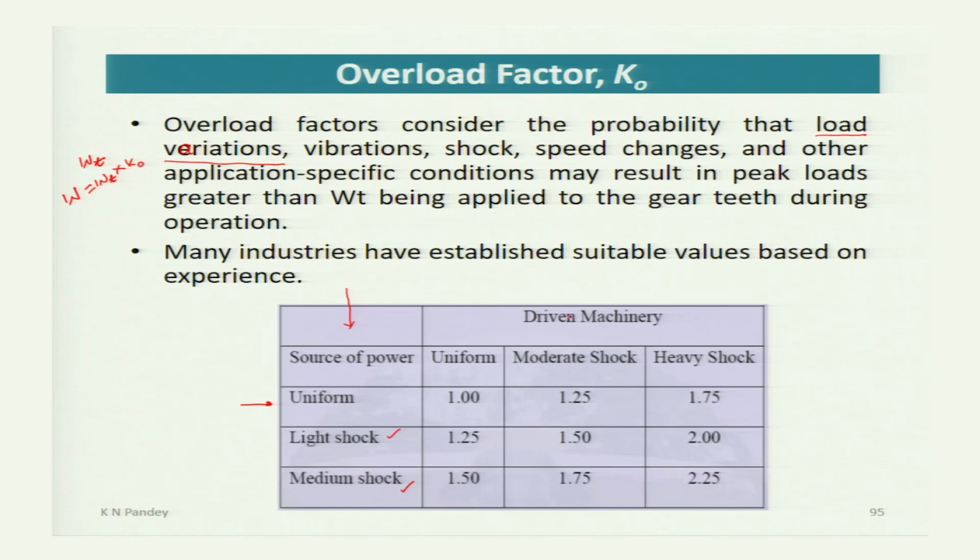Then driven machinery. Driven machinery means the driven gear will drive certain machinery. So this shows that machinery. If the nature of the machinery is uniform, then you will go for this column. If it is moderate shock, then you will go for this. If it is heavy shock, then you will go for this. Now let's see which applications come under uniform, light shock, medium shock, moderate shock and heavy shock.